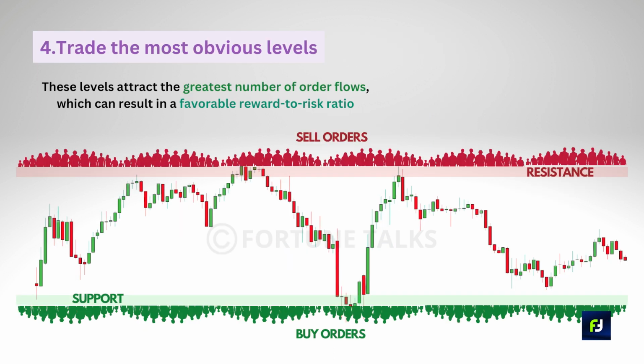And the last and final fix is to trade the most obvious levels. Now ask yourself what the most obvious levels in the market are. Without thinking much, the most common and the most significant answer one can find are the support and resistance levels, because these are the levels that attract the greatest number of order flows, which can result in a favorable reward to risk ratio on your trades. It is as easy as that to trade the support and resistance levels.